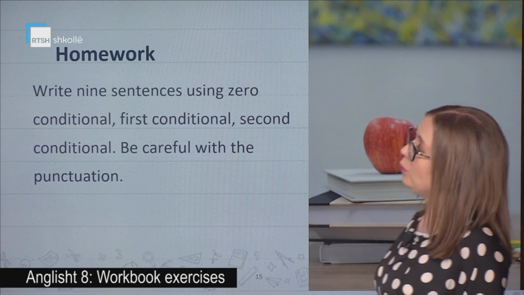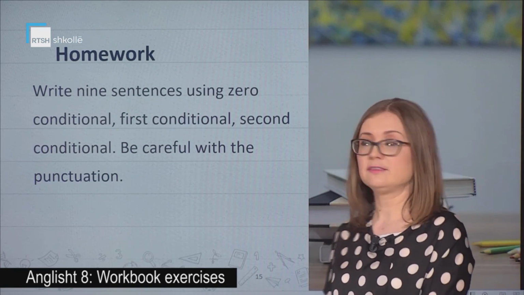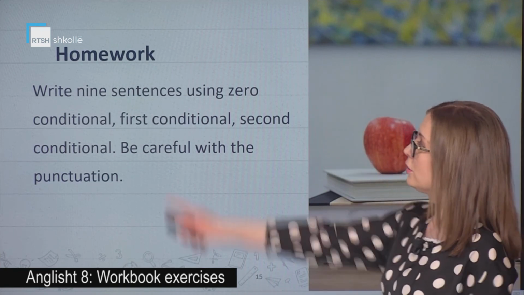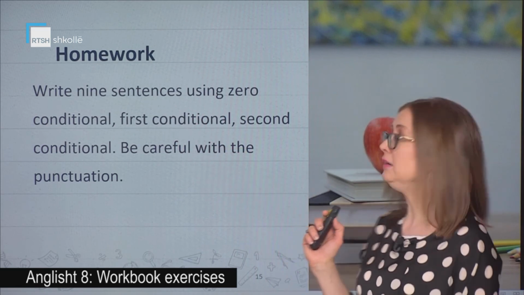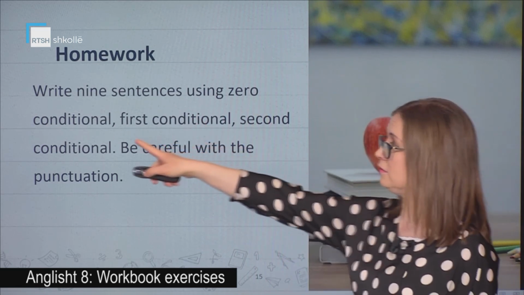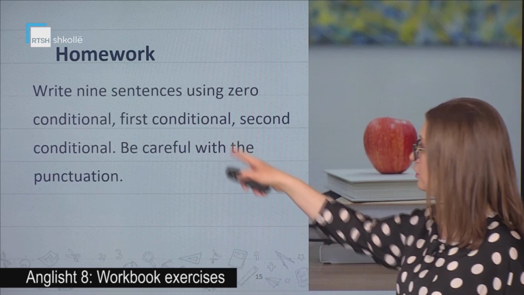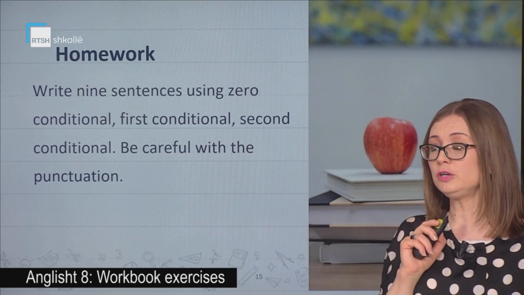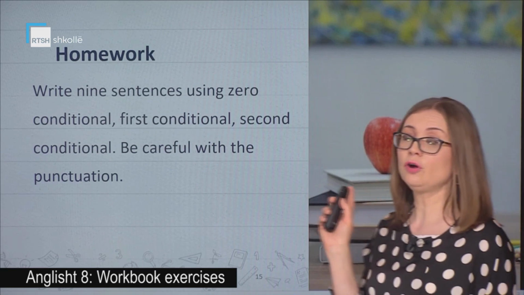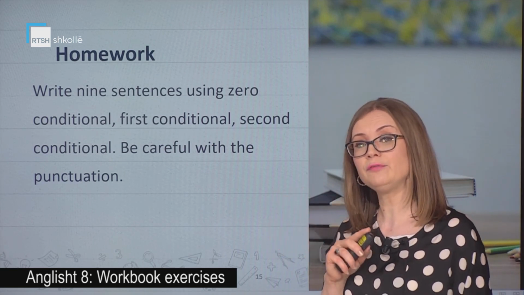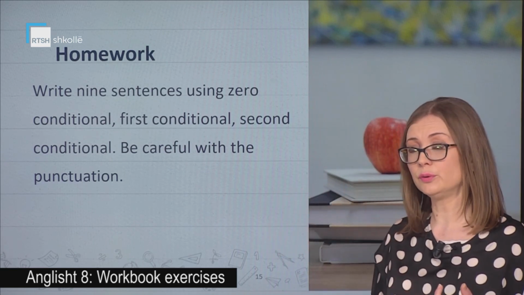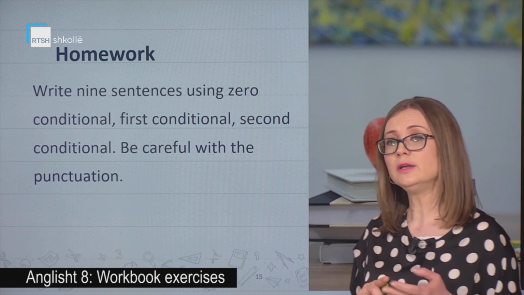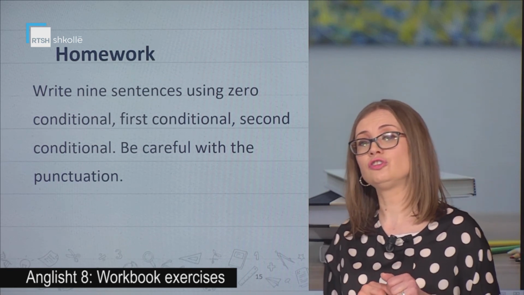So, what should you do at home for next time? As homework, you are going to write 9 sentences using zero conditional, first conditional, and second conditional. Be careful with the punctuation. Keep in mind all the information you have now, including zero conditional, first conditional, and the second conditional.